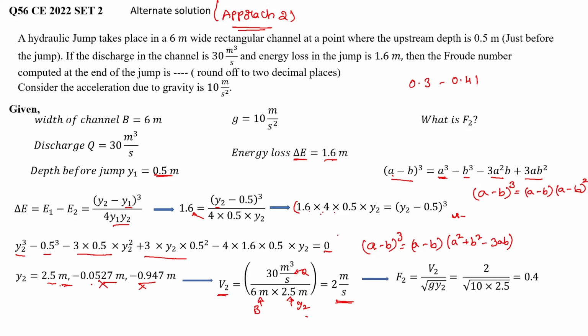Okay, now we know V2, and how can we calculate F2? F2 equal to V2 divided by square root of g into Y2. As we know, Y2 equal to 2.5 meters. By substituting this, we reach a value of 0.4. In the previous approach, we got a value of 0.232. Here we got 0.4. Both the approaches are correct. Both the approaches are given full marks.